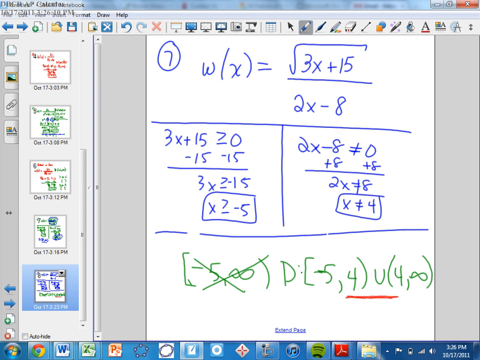4 is not included because of this statement. I'm going to pause for a sec, we'll continue talking if we need to.